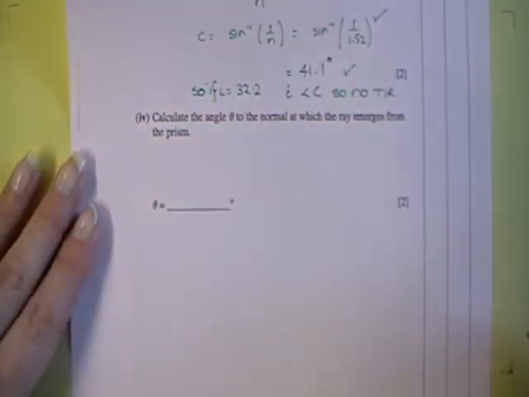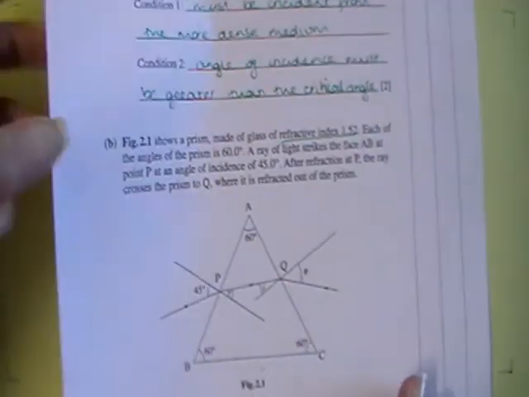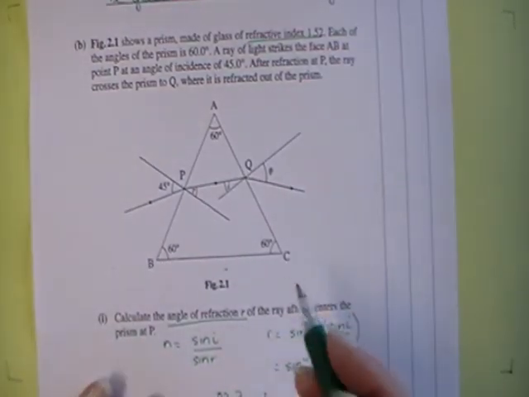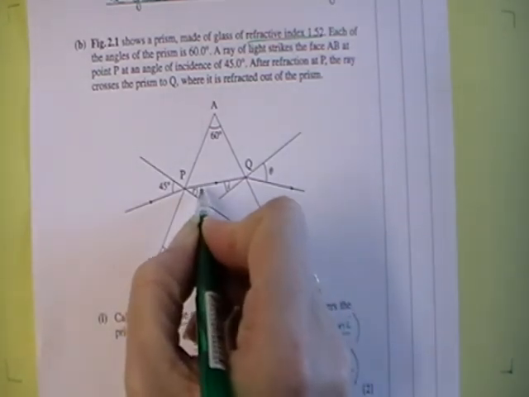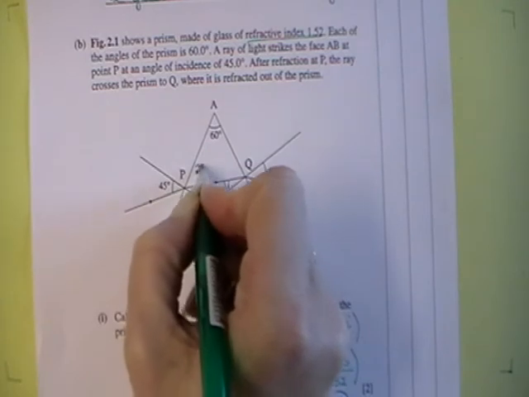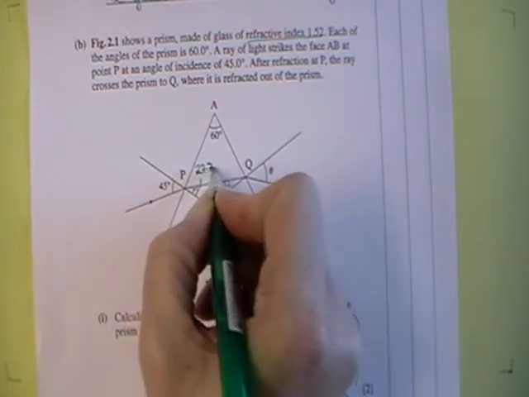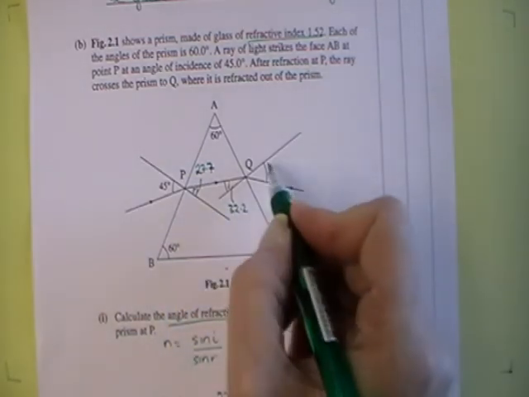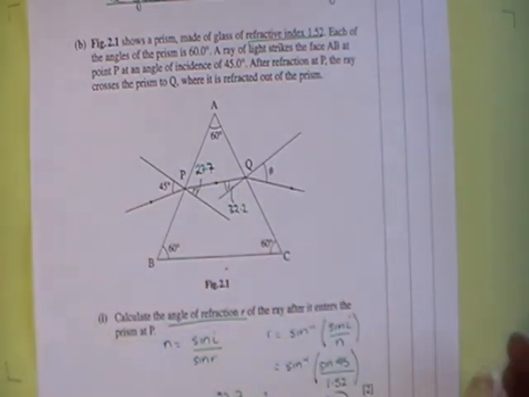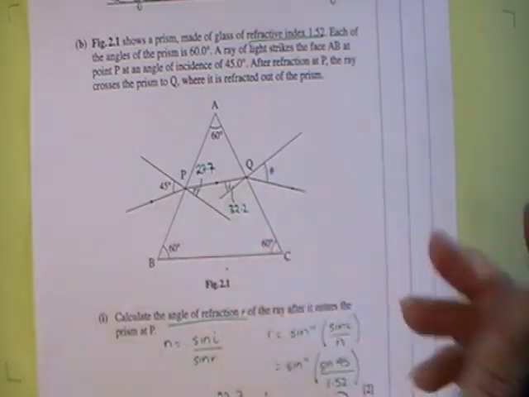Okay, then the final part. Calculate the angle theta to the normal at which the ray emerges from the prism. Let's just check the diagram again to find what we're looking for. Well, we know that the refracted angle in here is 27.7. We know that this angle of incidence is 32.2, and we want to find this theta emergent angle.